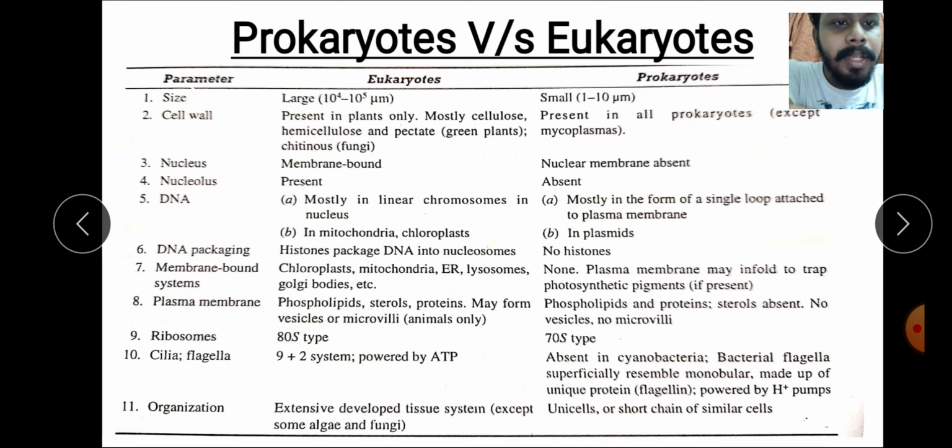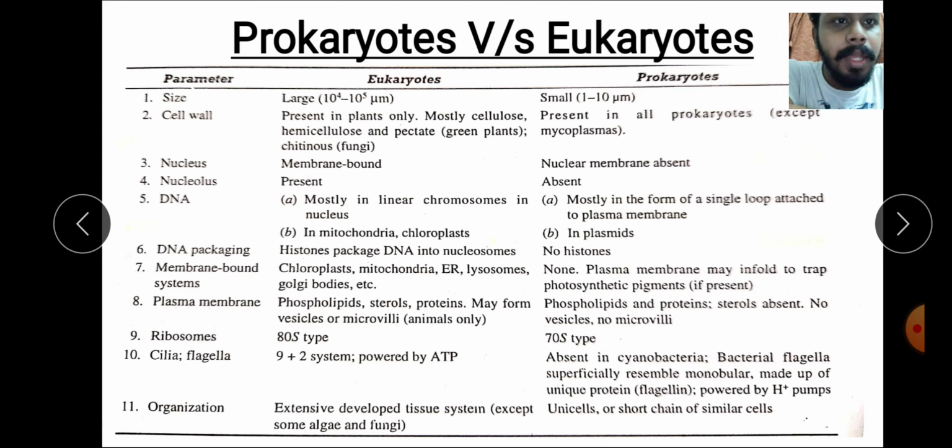The plasma membrane in eukaryotes is made up of phospholipids, sterol, proteins, and many forms of vesicles, and microvilli are present in animals. So these are the characteristics of the eukaryotic plasma membrane. But the prokaryotic plasma membrane has phospholipids and proteins, but no sterol. No vesicles and no microvilli are present in the prokaryotic plasma membrane. Next point is the ribosomes.